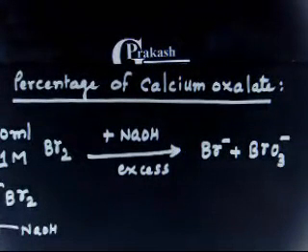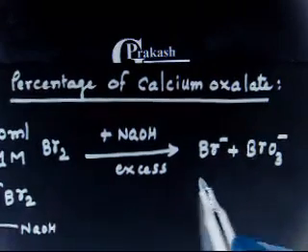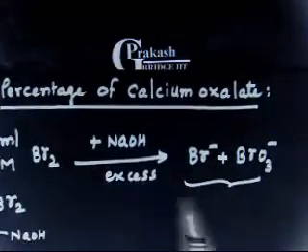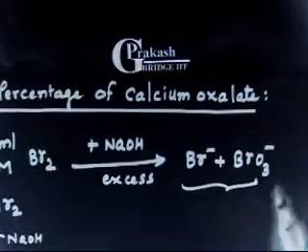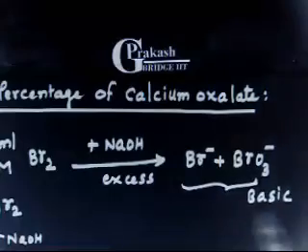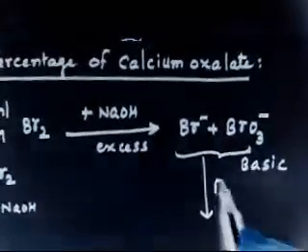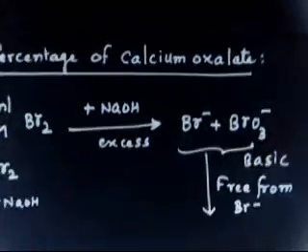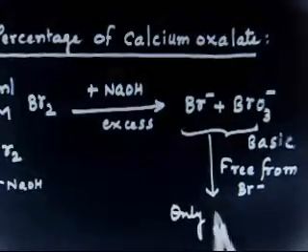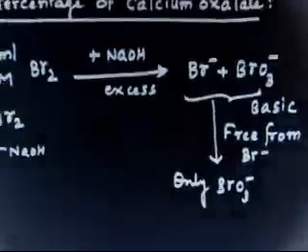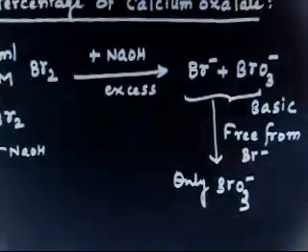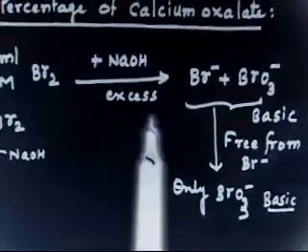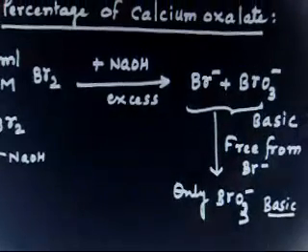The resulting solution is made free from Br minus. Of course this solution will be basic because NaOH is taken in excess. So the resulting solution will be basic, and it is made free from Br minus. So now the solution will only contain BrO3 minus. Of course it will be basic because we have not titrated; the excess NaOH will still be here.